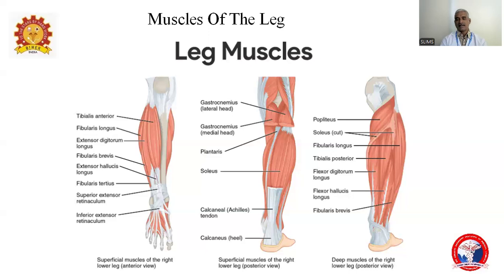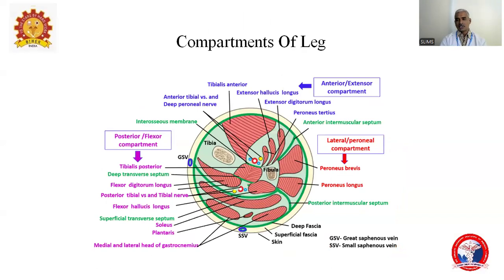The deep muscles of the leg are the popliteus, soleus, fibularis longus, tibialis posterior, flexor digitorum longus, flexor hallucis longus, and fibularis brevis. These are the deep compartment, posterior aspect. These are the compartments of the leg, as I already told you: anterior or extensor compartment, posterior or flexor compartment, which is divided into superficial and deep, and lateral compartment. The lateral compartment has peroneus brevis and peroneus longus. The anterior compartment has tibialis anterior, extensor hallucis longus, extensor digitorum longus. The posterior compartment has tibialis posterior, flexor digitorum longus, flexor hallucis longus, then medial and lateral gastrocnemius, superficial and deep.